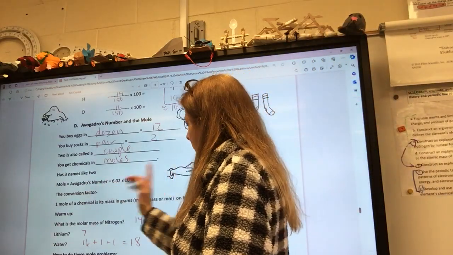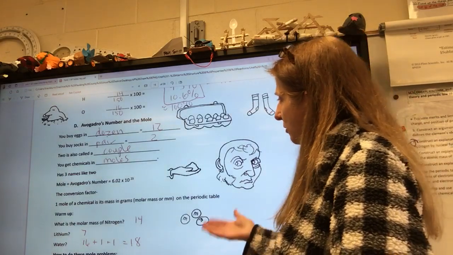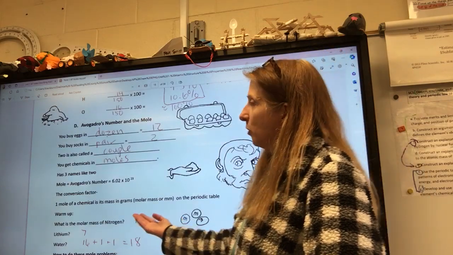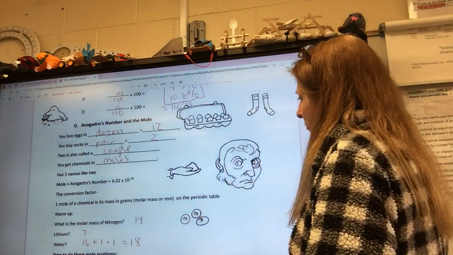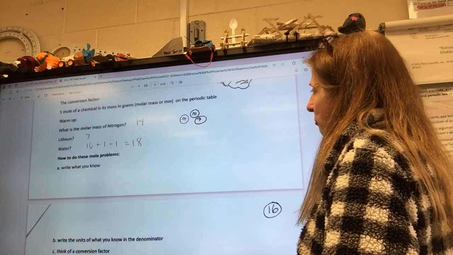Okay, so you do conversion factors with this. So you use it in conversion factors. So you have to figure out the molar mass. So the molar mass of nitrogen off the periodic table is 14, lithium is 7, water is 18. We already talked about that.